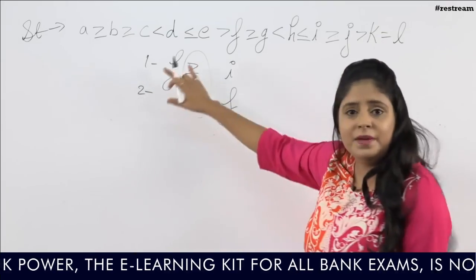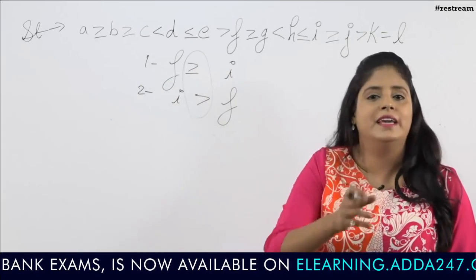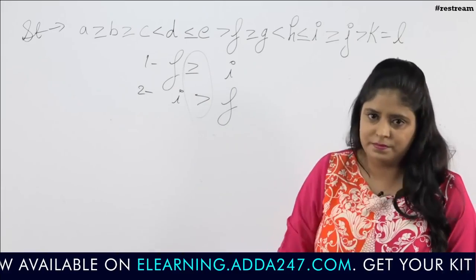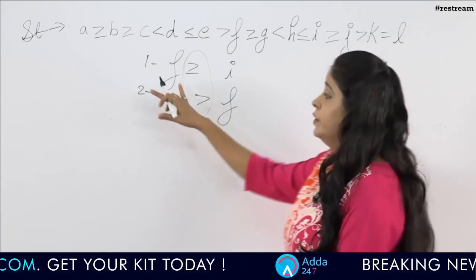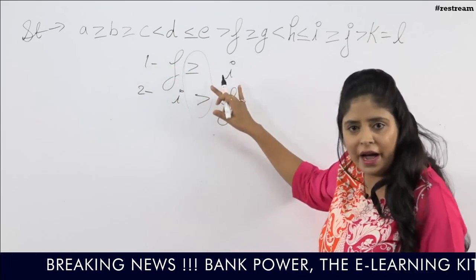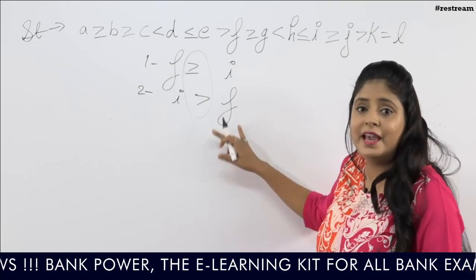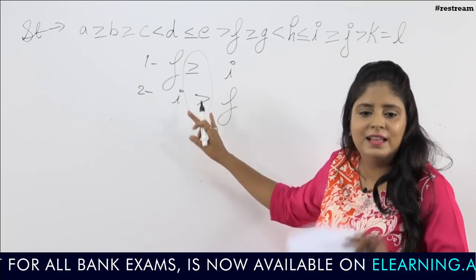F is... if you are reading from the point of view of F here, then in the second statement too you have to read from the point of view of F. Now let's read it from the point of view of F. From the point of view of F, what will I say? F is greater than or equal to I. And from here I will say F is not greater, what I will say? F is less than I.